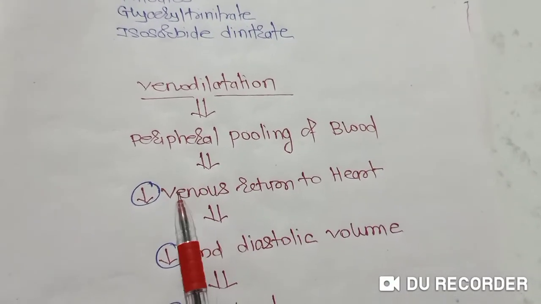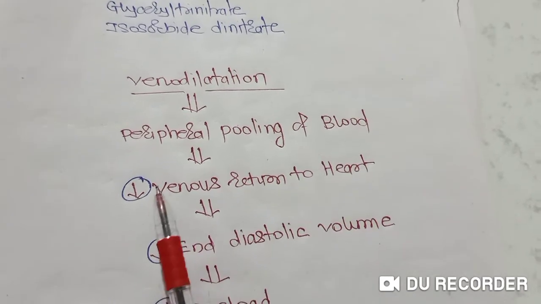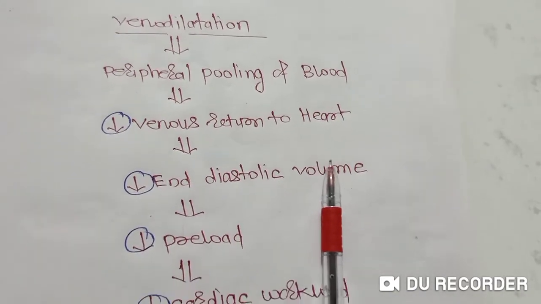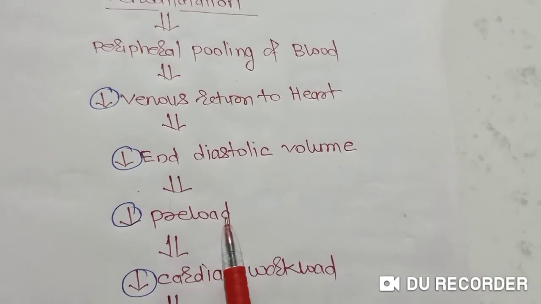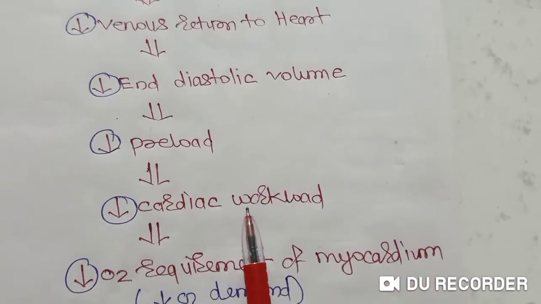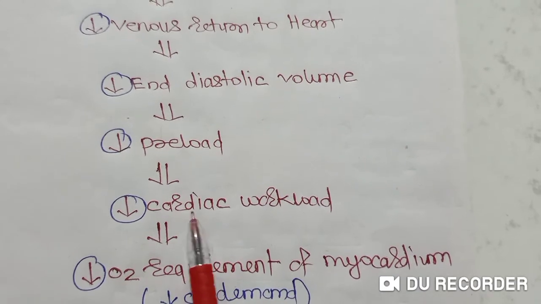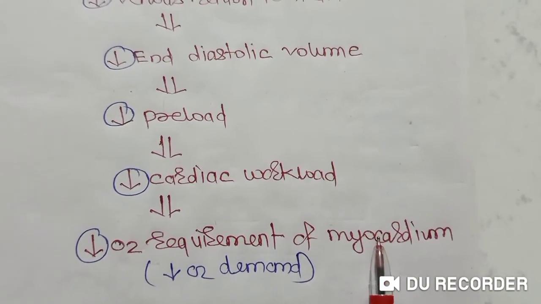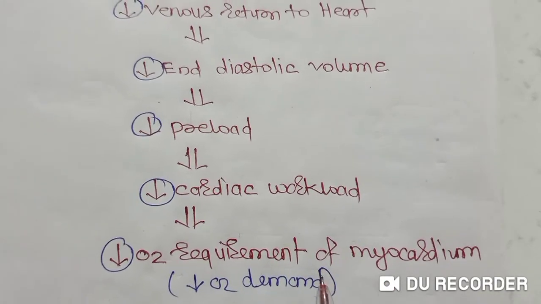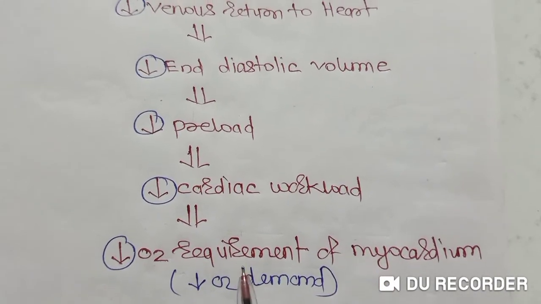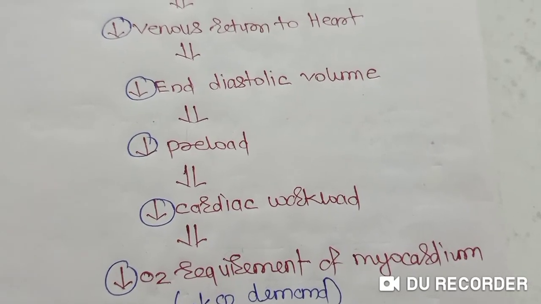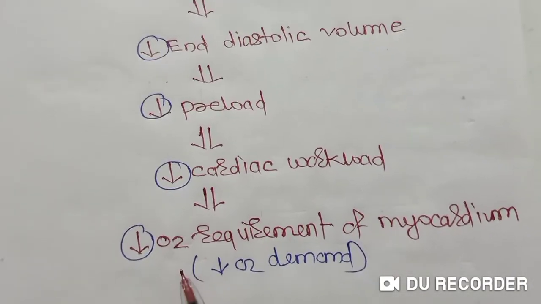the blood, it will decrease venous return to the heart. And because it will decrease venous return to the heart, it will decrease the end diastolic volume. It will decrease the preload, and that's why it will decrease the cardiac workload. And because of the decrease in the cardiac workload, it will decrease the oxygen requirement of the myocardium. It will decrease the oxygen demand of the myocardium, and that's how it will increase the cardiac efficiency, and that's how it is beneficial in angina pectoris or ischemic heart disease.